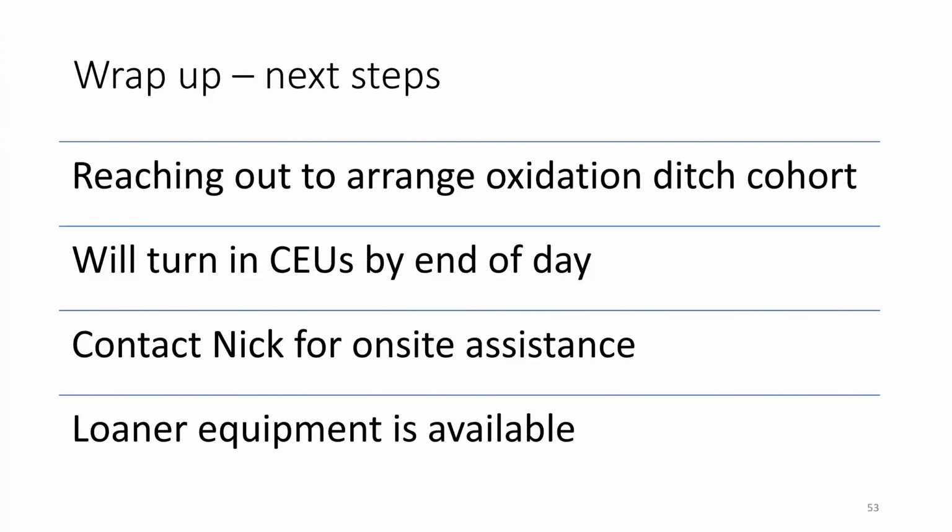Again, I do want to extend an open invitation for on-site assistance. I can get out to your plant typically within a month of being asked. I do have loaner equipment available. So a lot of the process control testing that we were talking about, if you do not have that equipment, you can borrow ours for a while. We provide reagents as well.